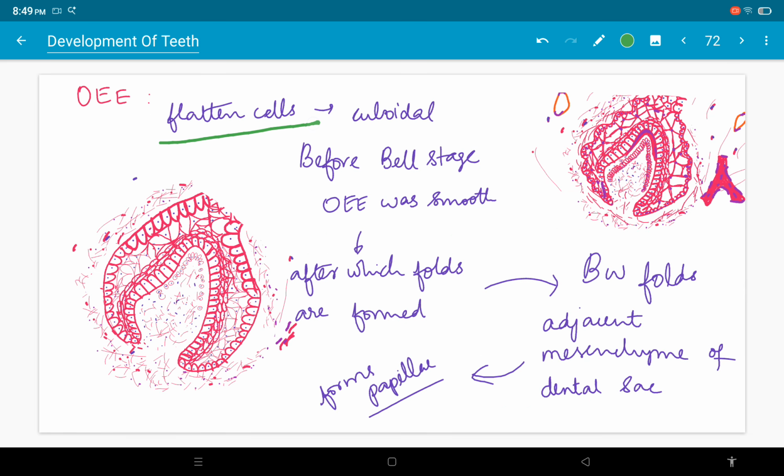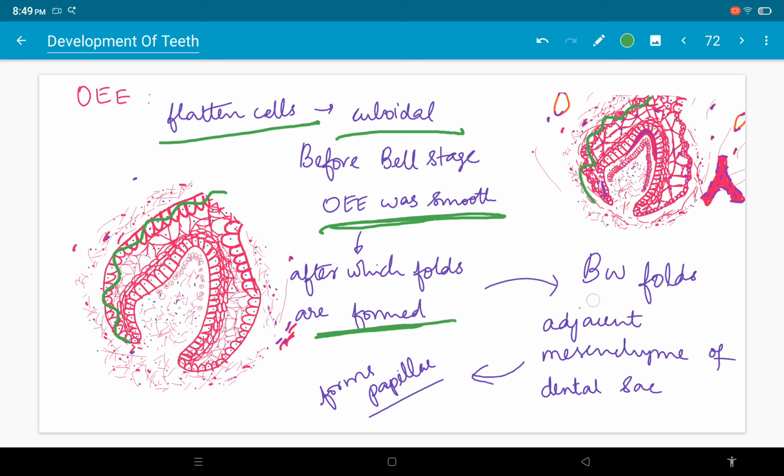Outer enamel epithelium has flattened cells, which were cuboidal before the Bell stage. The OEE was smooth, but now foldings will start happening. As you can see here, the foldings. This is how it was before the Bell stage started. After the Bell stage, the outer enamel epithelium will start showing foldings.